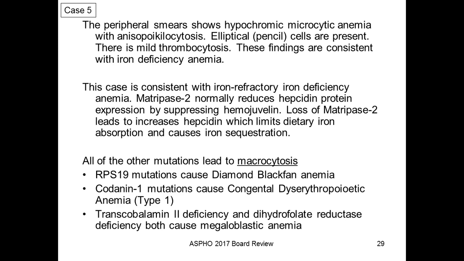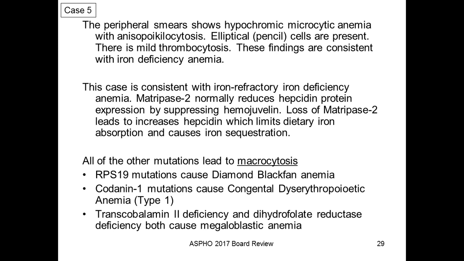So this peripheral smear actually shows findings characteristic of iron deficiency anemia. Hypochromic microcytic anemia, and elliptical cells are present, with mild thrombocytosis. So this case is consistent with iron refractory iron deficiency anemia. Matriptase 2 normally reduces hepcidin expression by suppressing hemojuvelin. In patients with deletions of matriptase 2, this leads to increases in hepcidin, which limits dietary iron absorption and causes iron sequestration. All the other mutations I listed actually lead to macrocytosis.